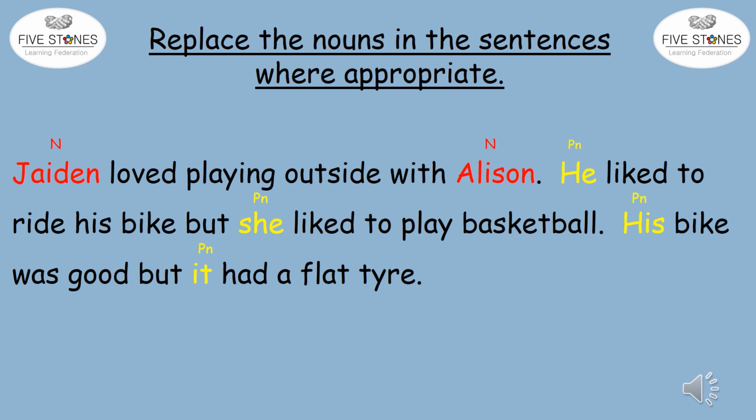Jaden loved playing outside with Alison. We don't change the nouns there because it's telling us who Jaden and Alison are. He liked to ride his bike, but she liked to play basketball. We do change the nouns in this sentence. We change to he, Jaden, and she, Alison. The pronouns he and she. In the next sentence, his bike was good, but it had a flat tyre. We change Jaden to his, and we changed the bike to it because we've already mentioned the bike previously in the sentence. Well done if you got those all correct.